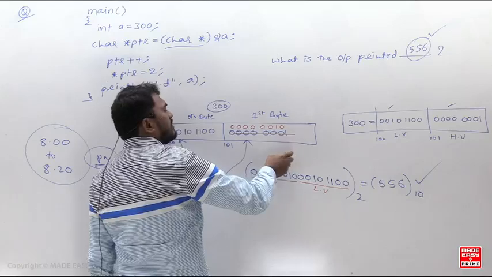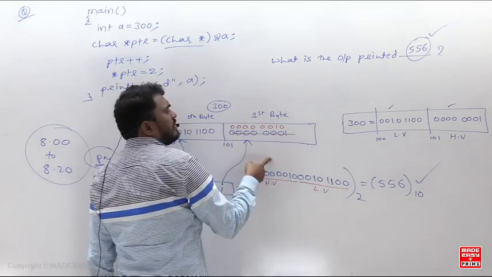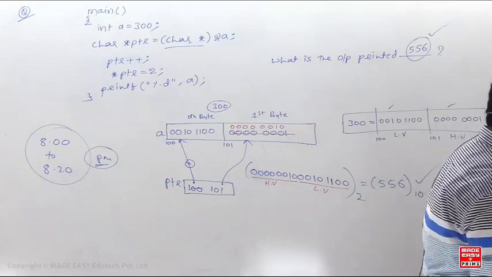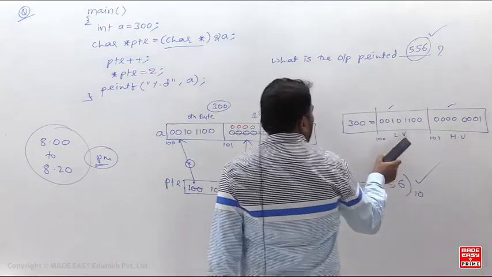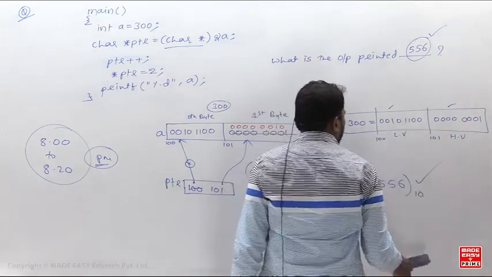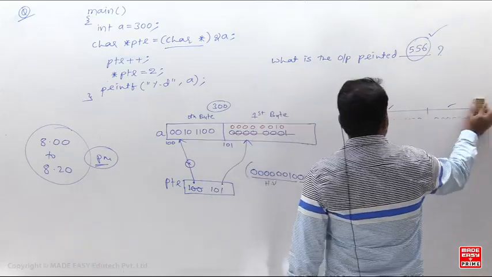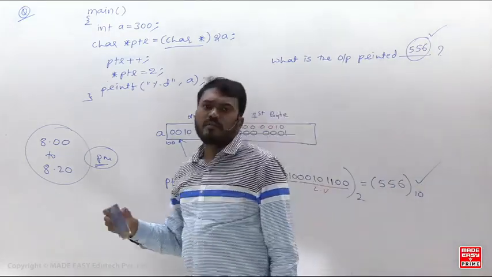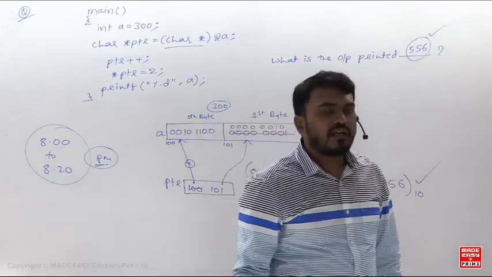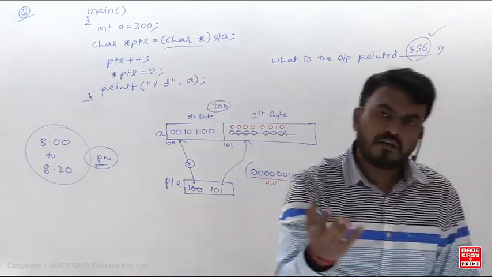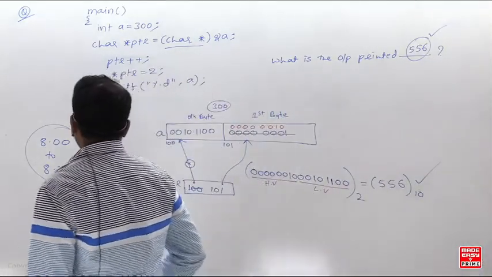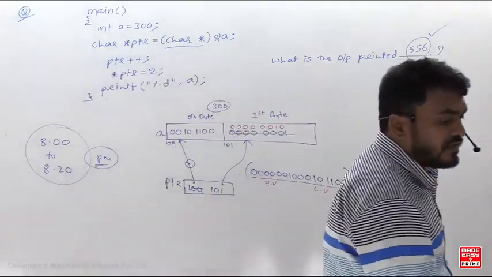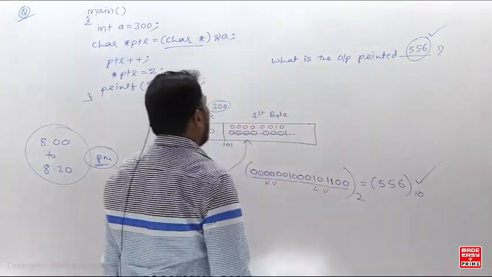Why are you asking this? How will 300 be stored in the memory? I told you in the previous example only. The same thing I am doing here. I wrote wrongly; here it is the lower value, here it is the higher value. Exactly the same. Just follow that. How 300 will be stored in the memory, I told in the previous example only. Anu, are you there?